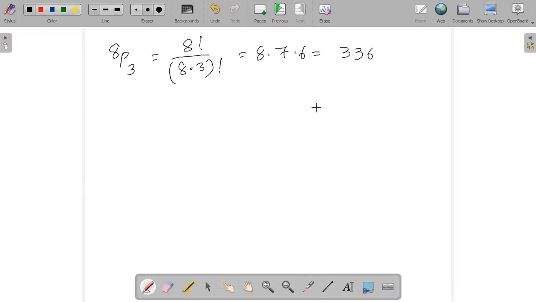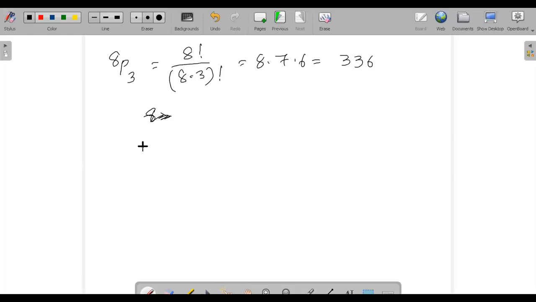Please check. Sir, why have you only multiplied 8 into 7 into 6? Oh, I got it. I made a mistake. You have to cancel that, also in the denominator, which is 5 factorial, right? 5 will be cancelled out. So 8 into 7 into 6.